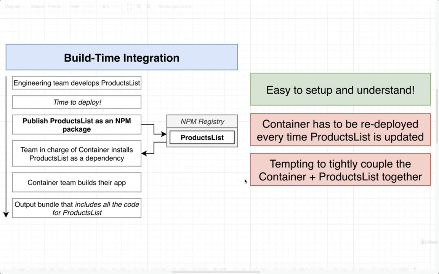The downside to this approach is that anytime the products list application needs to be redeployed, we would have to redeploy the container as well. The other big downside here is that because the container has full and direct access to all the products list source code, it might be a little bit tempting to somehow tightly couple those two projects together, which is something that we don't really want to do in a micro frontend architecture.